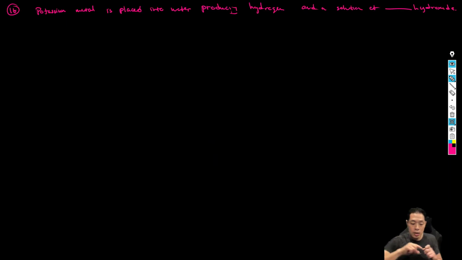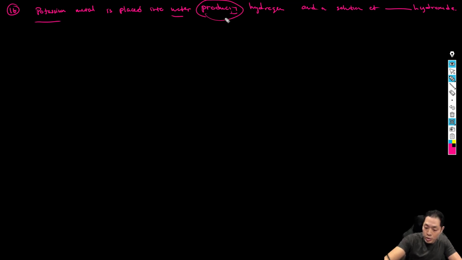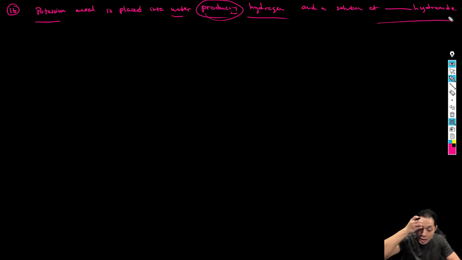All right, number 16, potassium metal. Potassium metal is placed into water, produces hydrogen and a solution of something hydroxide, so most likely it has to be potassium. All right, let's write it.